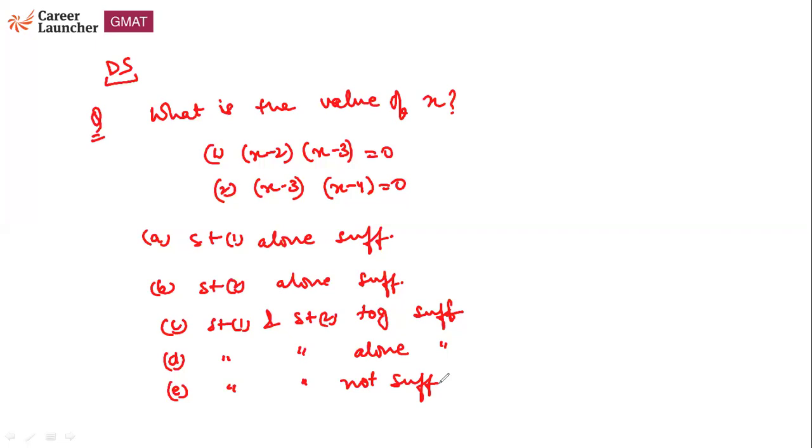Option C, the first and second statements together are sufficient. Option D, they are each alone sufficient to answer the question. Option E, they are not sufficient to answer the question.